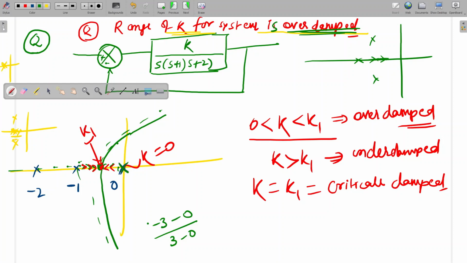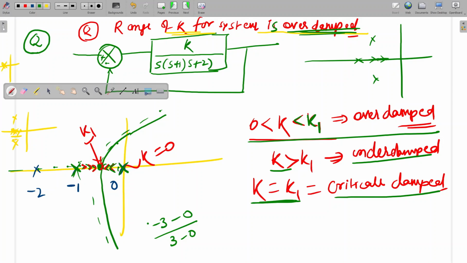At k equal to 0, our root locus is starting from these two poles. It will move. At k equal to k1, that is the breakaway point. So at k equal to k1, these two poles are colliding together. What will be the system? Critically damped. For k greater than k1, it will be underdamped because poles are becoming imaginary. And for k greater than 0, less than k1, the poles will be on the real axis, so it will be overdamped. Is it clear up to now?